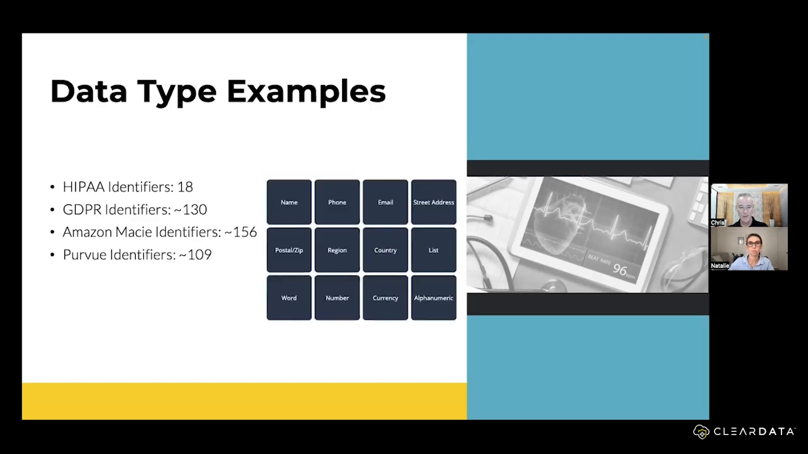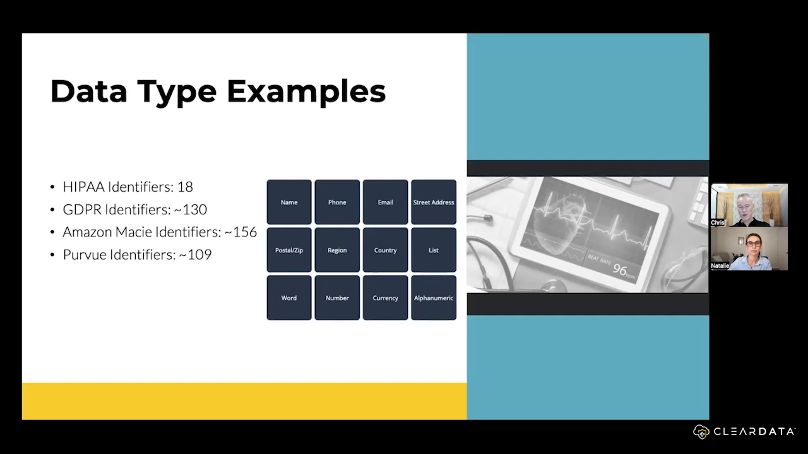There's a lot of different types of data. In fact, we talked about HIPAA having 18 identifiers. For GDPR, we've done some analysis, and we think there are around 130 different identifiers if you think about categories of special or sensitive information. There are tools out there that help us understand what kinds of identifiers we could hone in on and make sure that we protect. Amazon Macie is a great tool. We've identified around 156 identifiers that Macie can readily grab, and Purview is another one. They're coming in around 109.